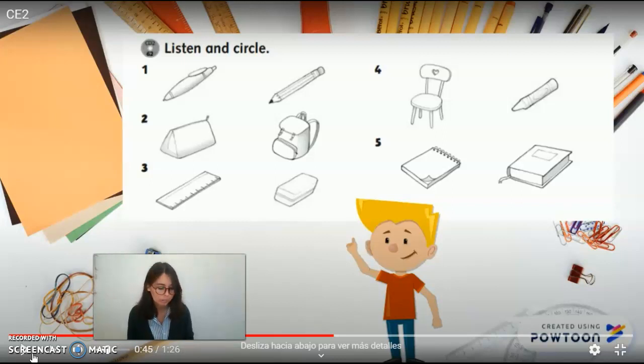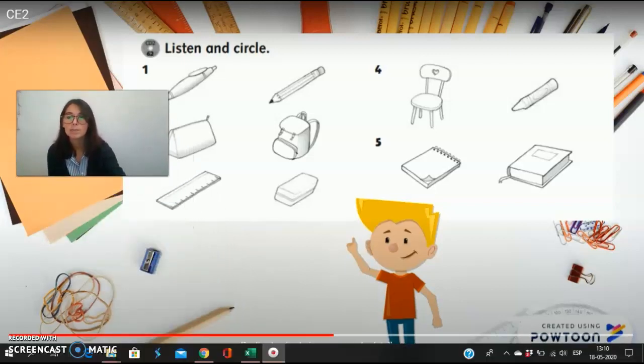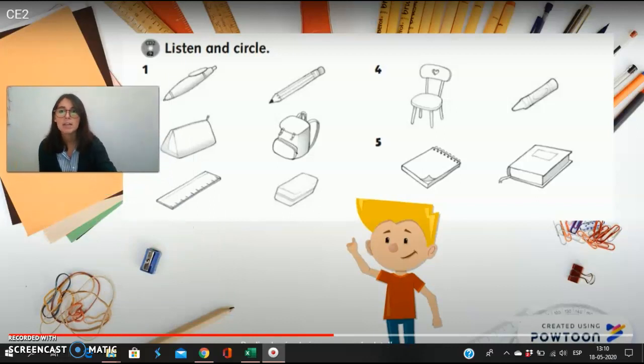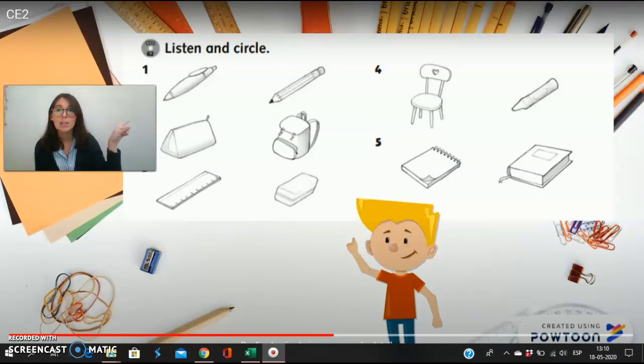Cool. So, open your notebooks. You're going to open your notebook and you're going to write, okay? Ready? Here in number 1, you have 2 options, right? There is one thing and there is another thing. You're going to listen to me and circle the correct one. If you don't have the sheet, you're going to draw the correct one.